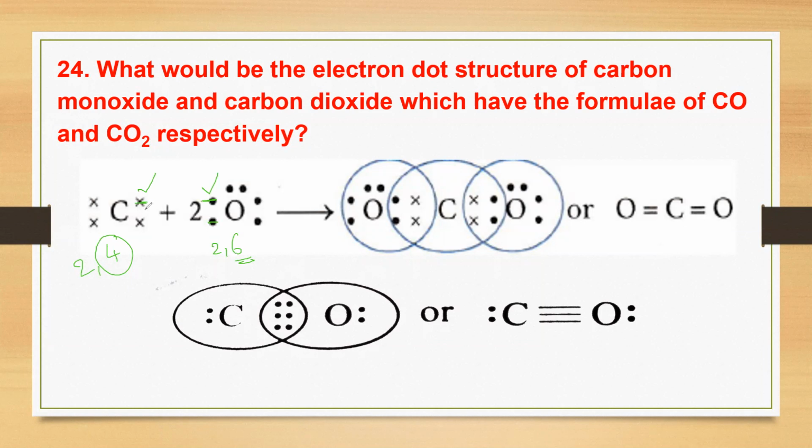oxygen and 2 electrons of carbon are shared on one side, and on the other oxygen, two electrons are shared here. You can see the sharing between the oxygen and carbon. By sharing electrons, they form a double bond between them. One side double bond, another side double bond: that is the CO2 molecule.